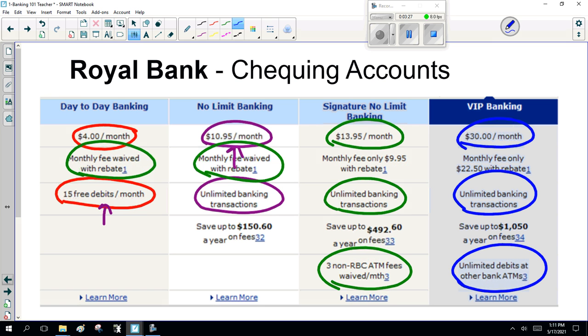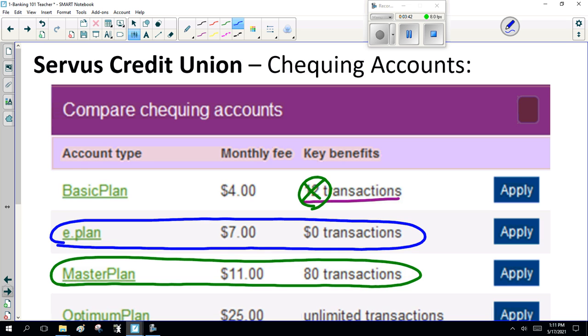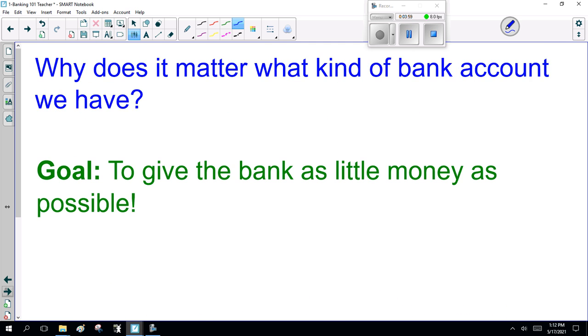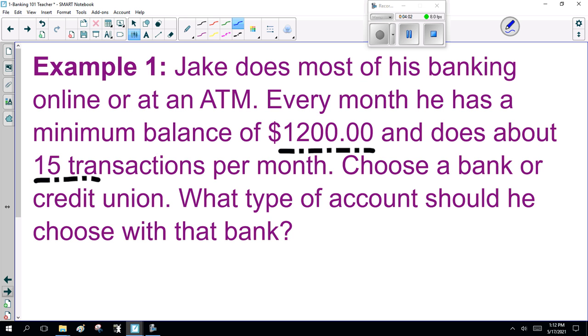Monthly fee waived with rebate. So there's something in there, probably a minimum amount you have to have. Like I said, they like it when you have money. You have to do a little research. So just looking at the Servus one, I'm thinking perhaps the young and free checking account might be best for you guys. But this, I don't know. Regular checking depends on how much they charge per ATM visit. Have to do research. I really don't know.